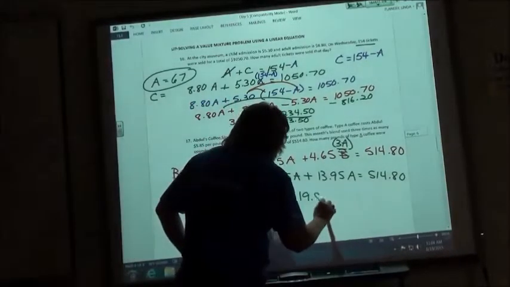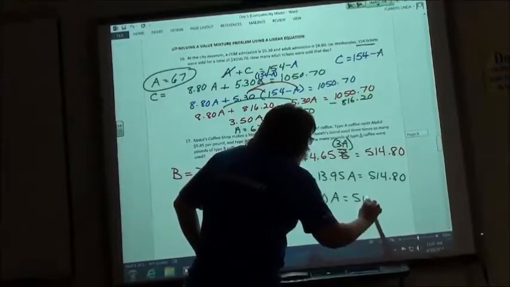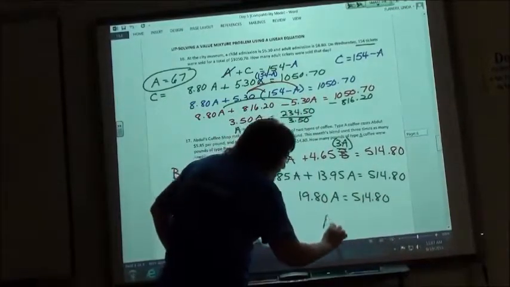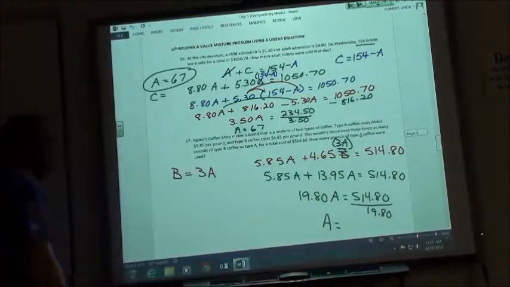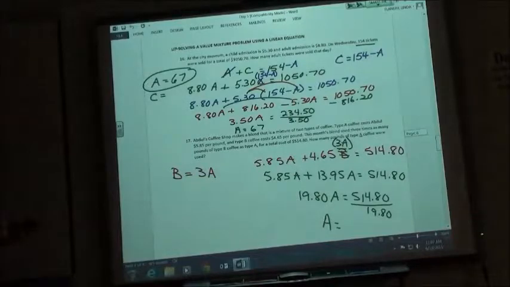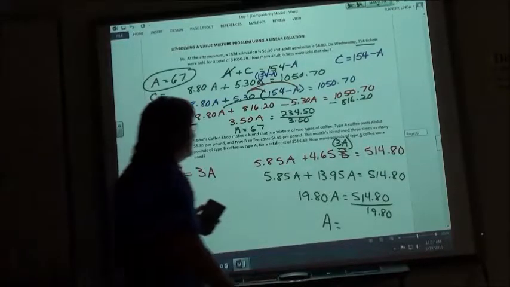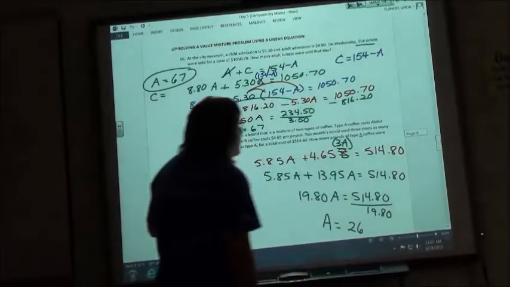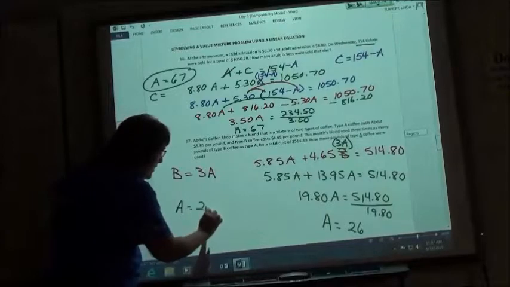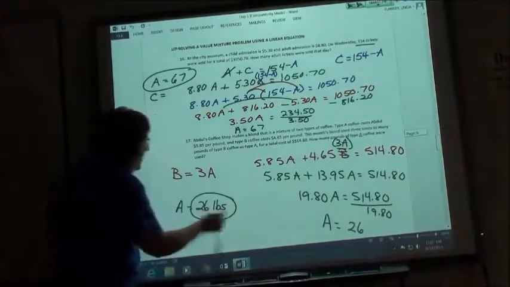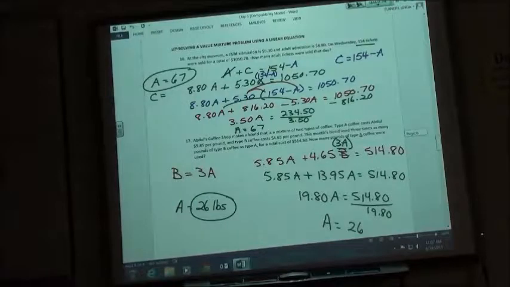So 19.80A equals 514.80. And of course, we're going to divide in order to solve for A. So if we take our 514.80, divide it by our 19.80, we get 26. The question, how many pounds of A were used? 26 pounds. If it had asked me for B, I would have had to multiply that by 3, but it didn't, so I won't.